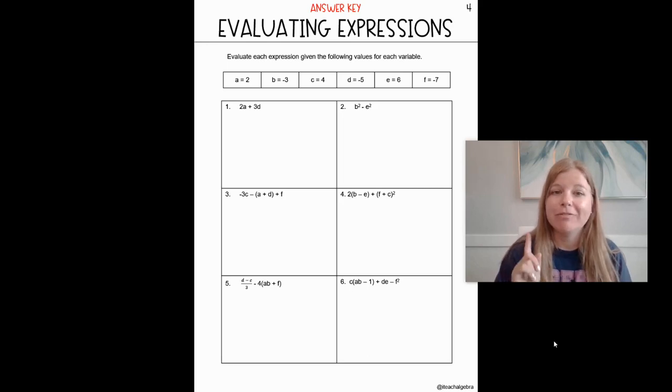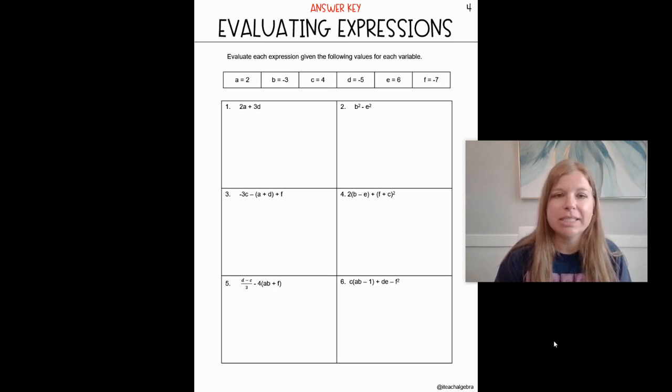Hey guys, next lesson, evaluating expressions. So in this lesson, we're basically going to be talking about the same skills that we talked about in the order of operations video, but now it's just making sure that we can substitute in the values for A, B, C, D, E, F into each expression and then evaluate them very carefully.